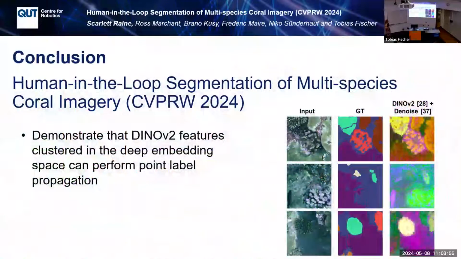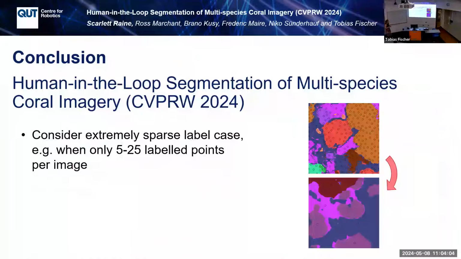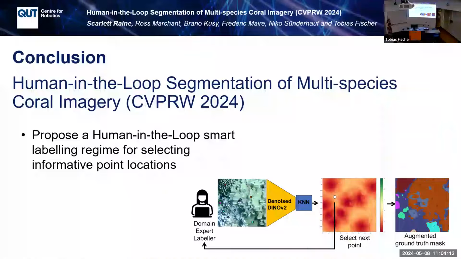So in this work, we've demonstrated that the DINOv2 features clustered in the deep embedding space can efficiently perform point label propagation. We considered that extremely sparse label setting when only 5 to 25 point labels are available. And we also proposed a human-in-the-loop smart labeling regime for selecting really informative point locations.